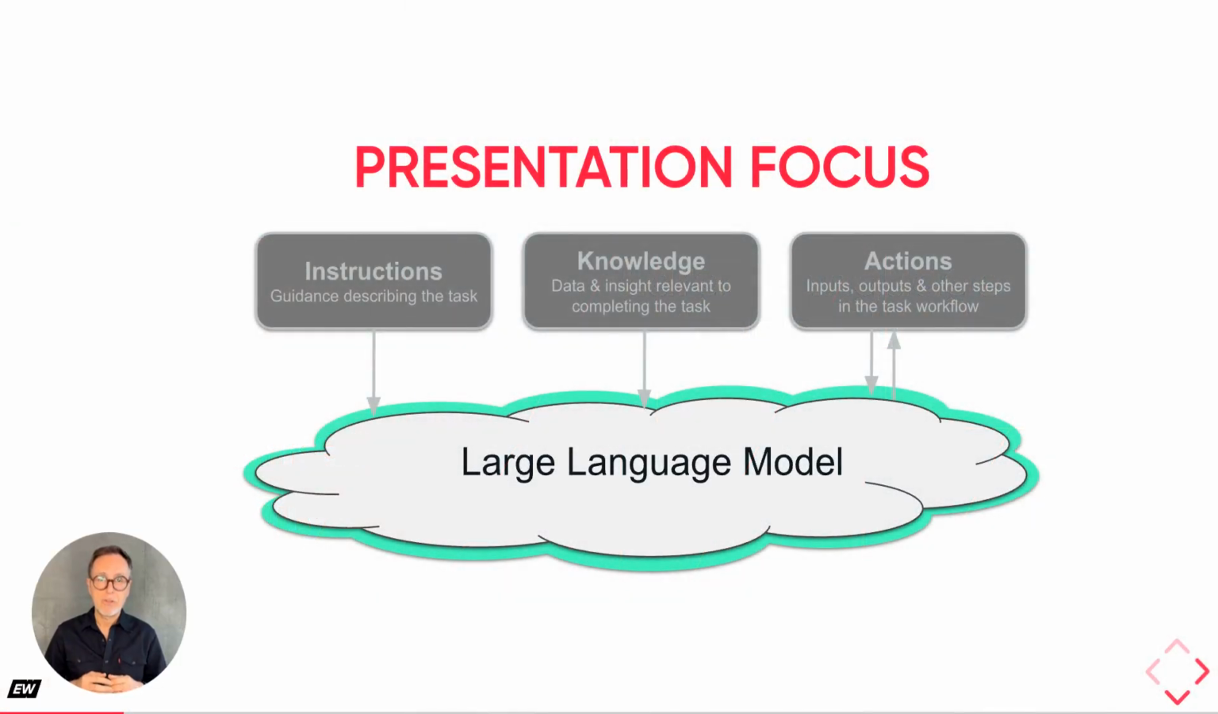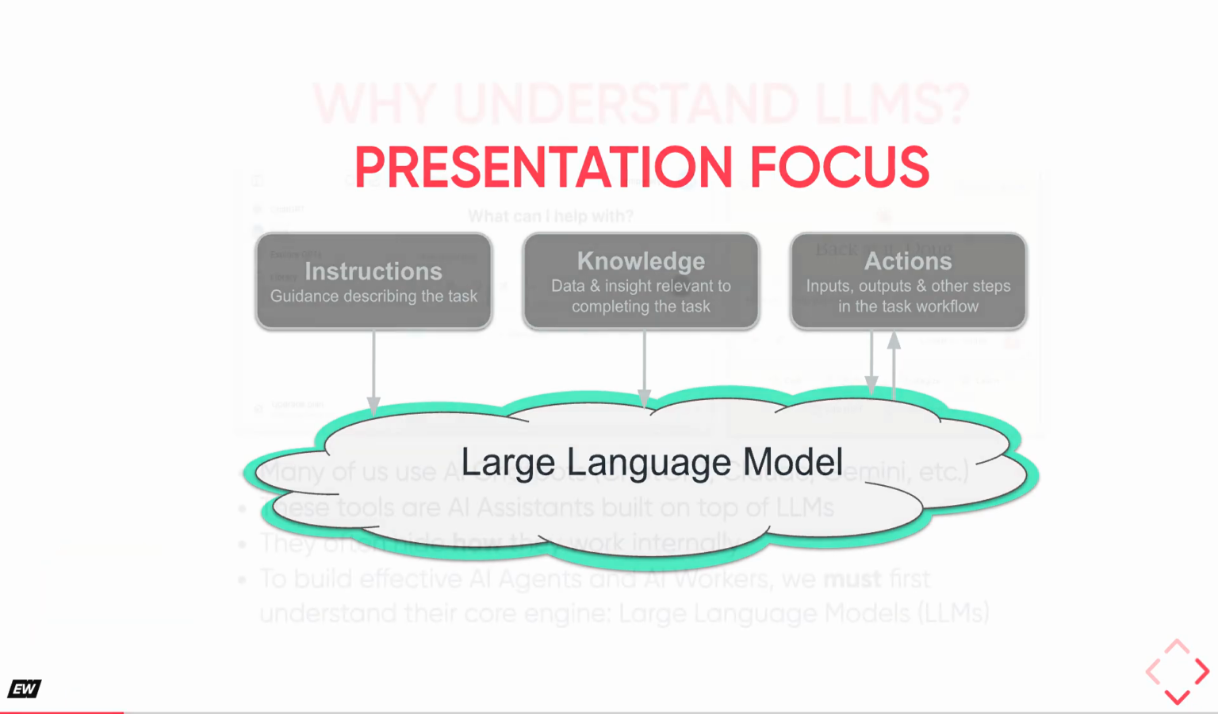This diagram illustrates the central position of the LLM within the AI systems we'll be discussing. As you can see, the LLM is the core engine that interacts with instructions, knowledge, and actions. In this specific module, our primary focus will be on understanding the LLM itself. We'll explore its fundamental nature before moving on to how it's guided by instructions, enhanced by external knowledge, and empowered to perform actions in later modules.